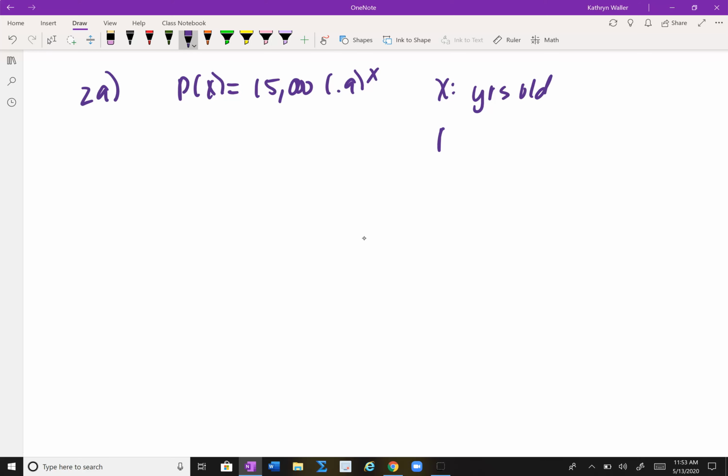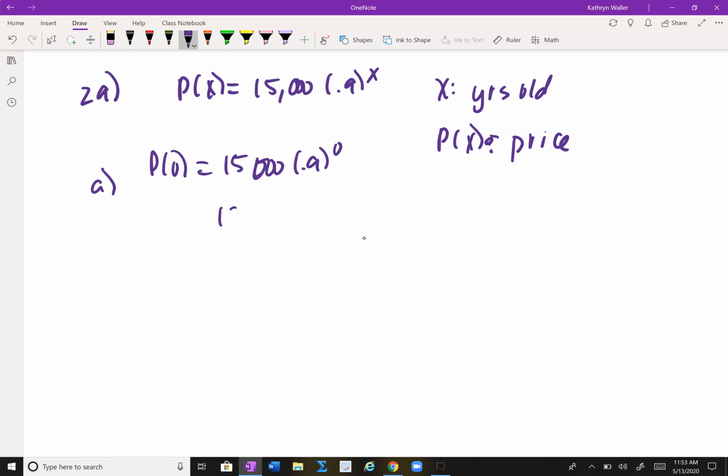Okay, here's 29. The car that is x years old follows this equation. x is the number of years old it is, and P of x is the price. So what is the original price of the car? That's when x was 0. So you would go P of 0 equals 15,000 times 0.9 to the 0 power. And when you put that in your calculator, you get $15,000.